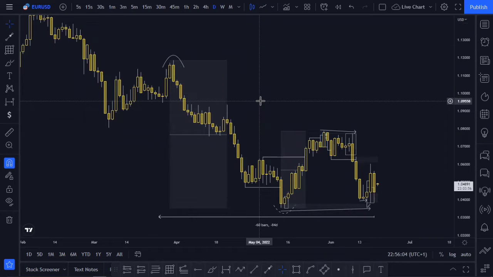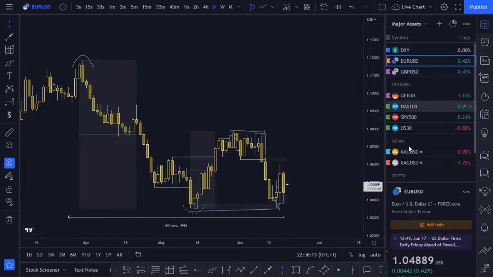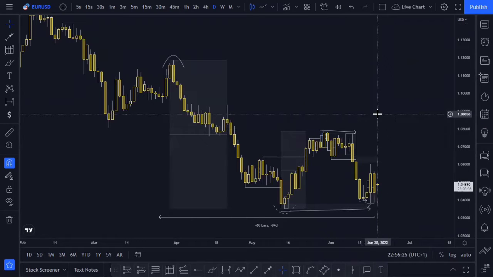Hello guys, this is a Forex weekly outlook on Euro USD, Pound USD, and gold. So these are the three major pairs I trade. I'll be doing a quick breakdown on what I think the market will do going into next week.